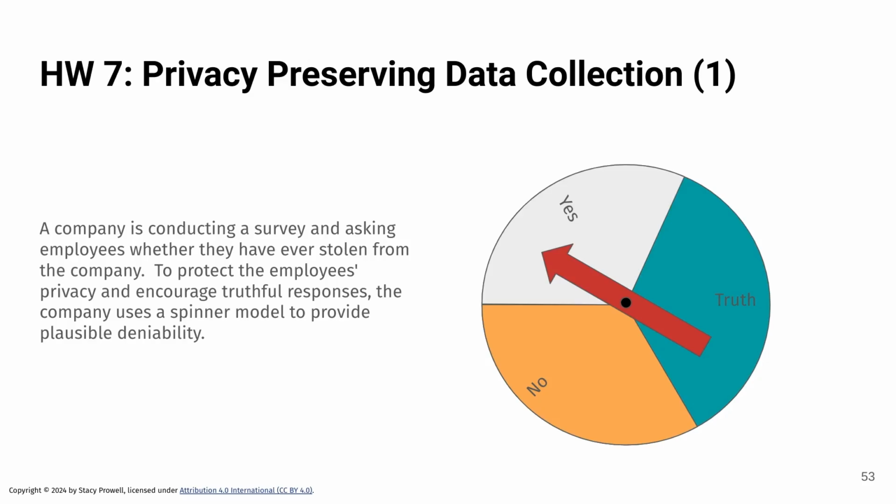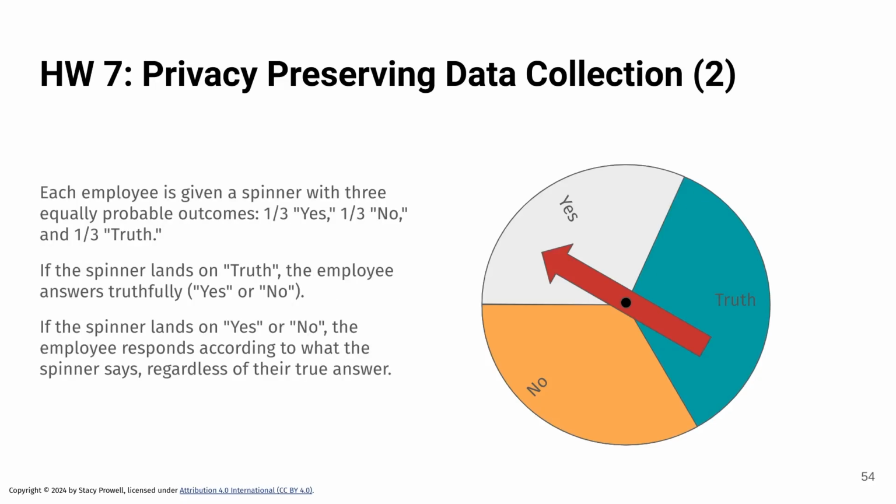All right. This homework, let's do it in 1 week. And the homework is to apply some of this. So your company decides to conduct a survey, and they're going to ask employees whether they've ever stolen from the company. That's probably something you want to be a little careful about how you respond to if you've actually been stealing stuff from the company. So to protect employees' privacy, sure, but mainly to encourage truthful responses so they can get an actual accurate measure, the company uses the spinner model to provide the employees surveyed with plausible deniability.